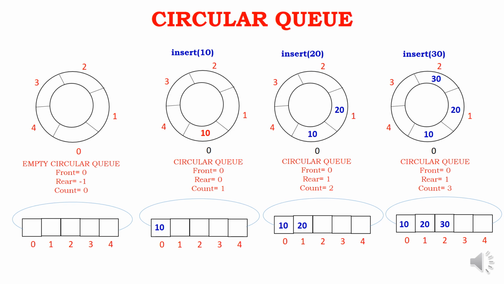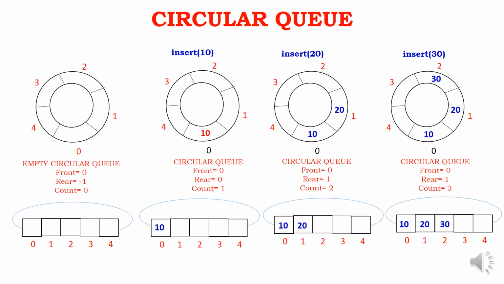Hi, today we are going to discuss circular queues. We know that a queue is an ordered collection of data items into which elements are inserted from one end called the rear end and elements are deleted from the other end called the front end.